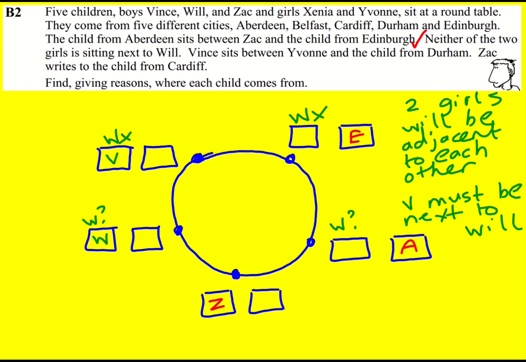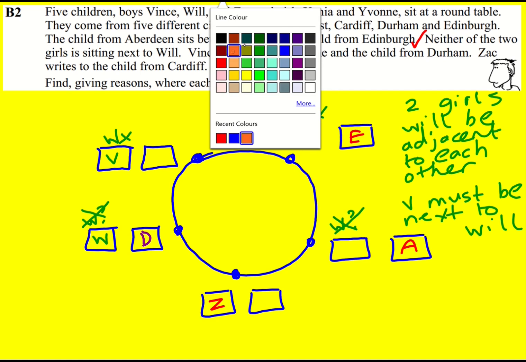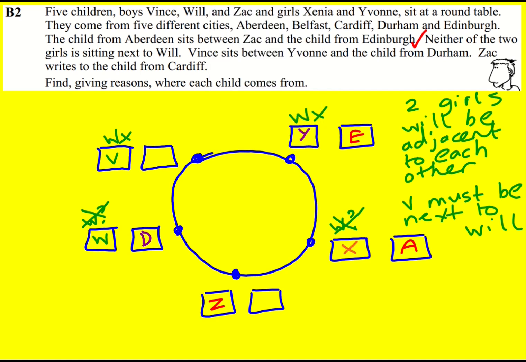Okay, so you just have to write some words down to that effect. We know that Will is in one of those 2 places, but if we put Will here, we have to put Vince here, and then the information fails. So Will must be to the left of, well, in my diagram, to the left of Zach, and Vince next to them. So now Vince sits between Yvonne, so this must be Yvonne, and the child from Durham, so Will must be from Durham, meaning that Xenia must be the remaining person here.